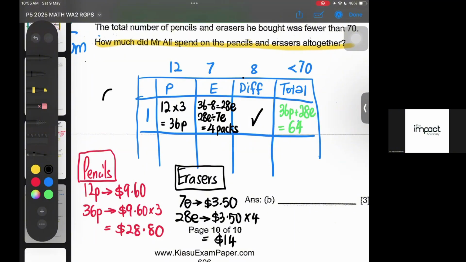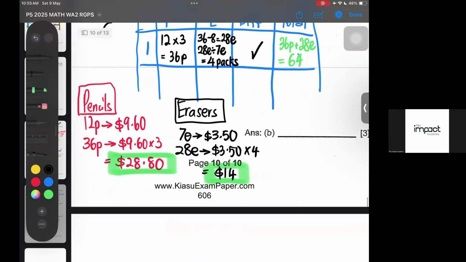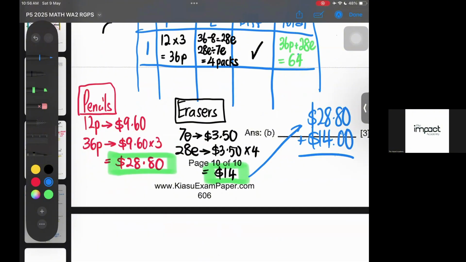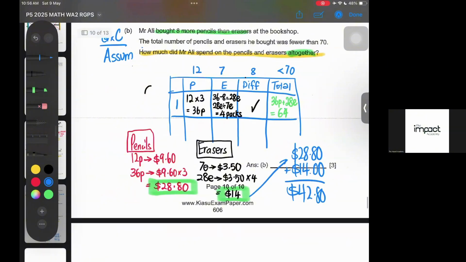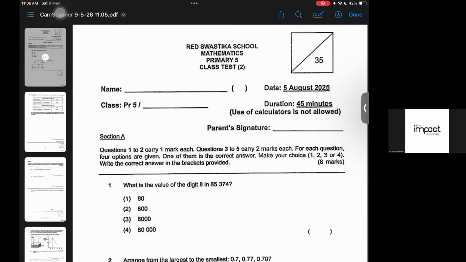Now, do I just leave it as such? No, the question asks us to find what? All together. Alright, all together is basically these two parts. So from here, we can see that it's $28.80 plus $14. Of course, you can just press your calculator for this. We know that the answer is $42.80, and that's the reason why your answer for this question has been $48.20, and this is all I have for you for RGPS.